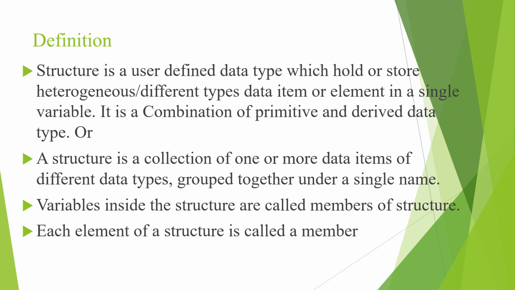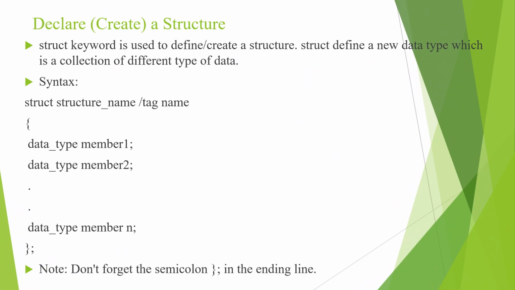For example, we can store multiple values such as id, name, salary, etc. Instead of creating separate variables for each, we group them into a single structure. So a structure helps in organizing related data efficiently under one name. Each individual item inside the structure is called a member.